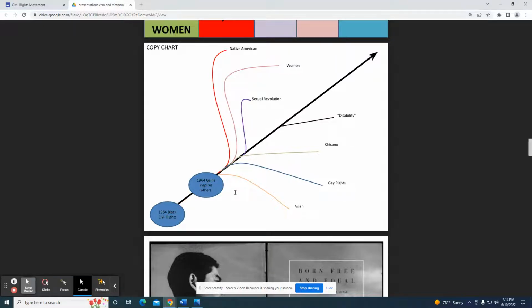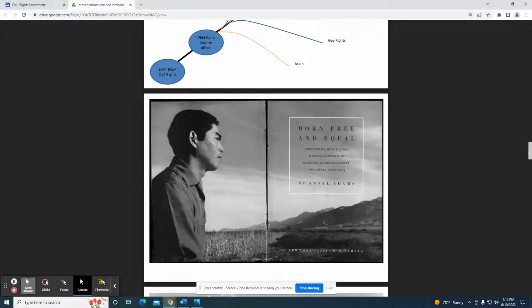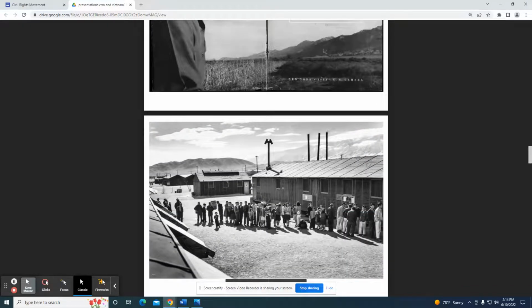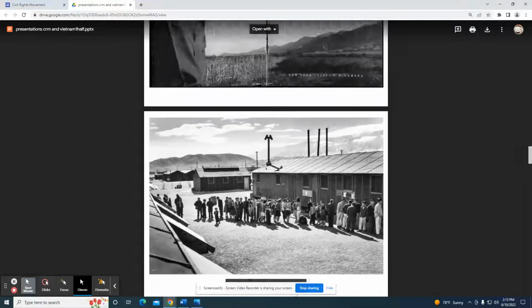Let's take a look at Ansel Adams and his collection of photographs, Born Free and Equal, which is really looking at the internment camps during World War II. And another group that we could look at would be the JACL, which was advocating for immigration restrictions to be removed.